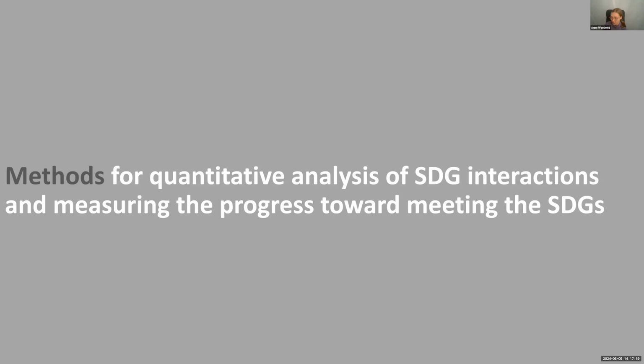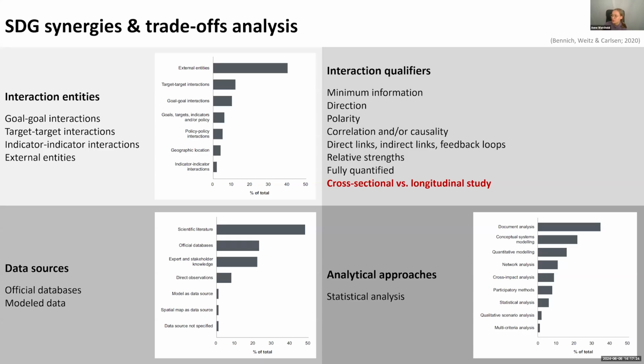So let's talk a little bit about a few methods for quantitative analysis of SDG interactions. There are a few nice studies out there, especially this one from Bennich, Weitz, and Carlsen. They try to classify research on SDG interactions based on different aspects. When you do SDG research, you have interaction entities, which means: are you looking at goal-to-goal interactions, like SDG1 to SDG2 interactions? Are you looking at target-target interactions, indicator-indicator, or interactions with externalities?